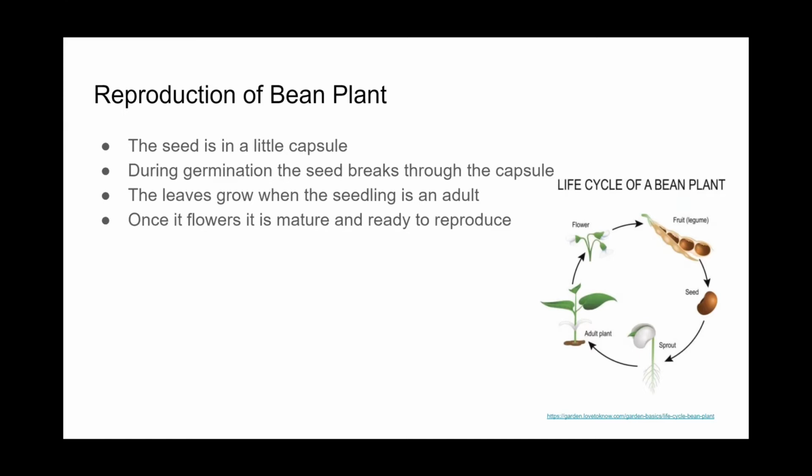Once it is in the ground and has proper growing conditions, the seed breaks through the capsule in a process called germination. It continues to grow, and once it's an adult, it gets its leaves and eventually begins to flower, meaning it's ready to reproduce again.